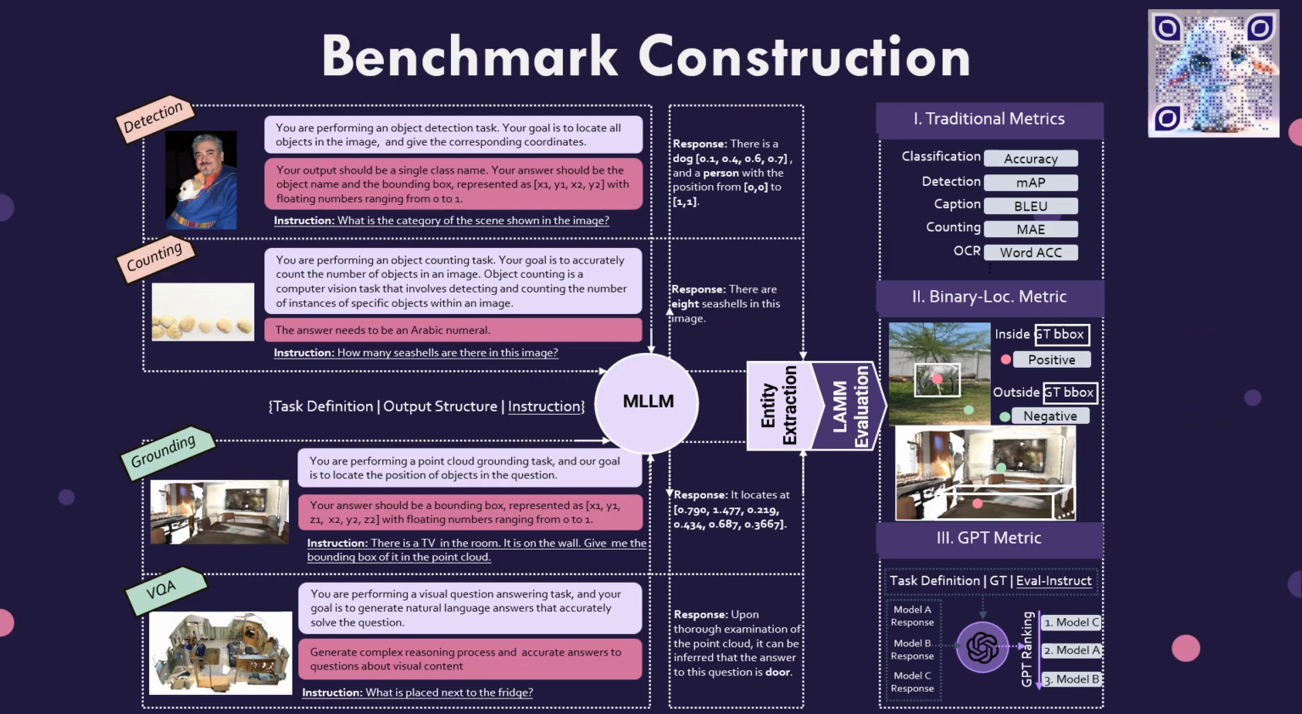Here is an overview of our benchmark. It includes both 2D and 3D pipelines, covering multiple computer vision tasks. For each task, we provide the task definition, output structure, and a set of questions as instructions to the MLLM model. Then entity extraction is applied on the output to extract the key answer. The LAMM evaluation is used to evaluate the model's performance, which includes traditional metrics, binary location metric, and the GPT metric.